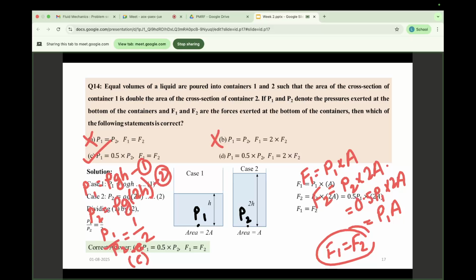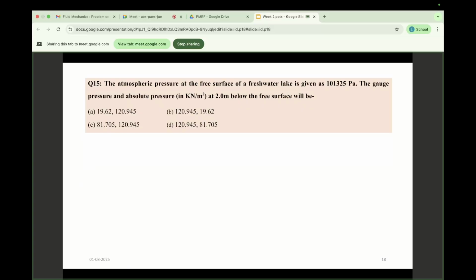So the last question for today. I think you will easily be able to answer this, because this is based on the concept that I have discussed in the first 5 questions. So please try to answer.